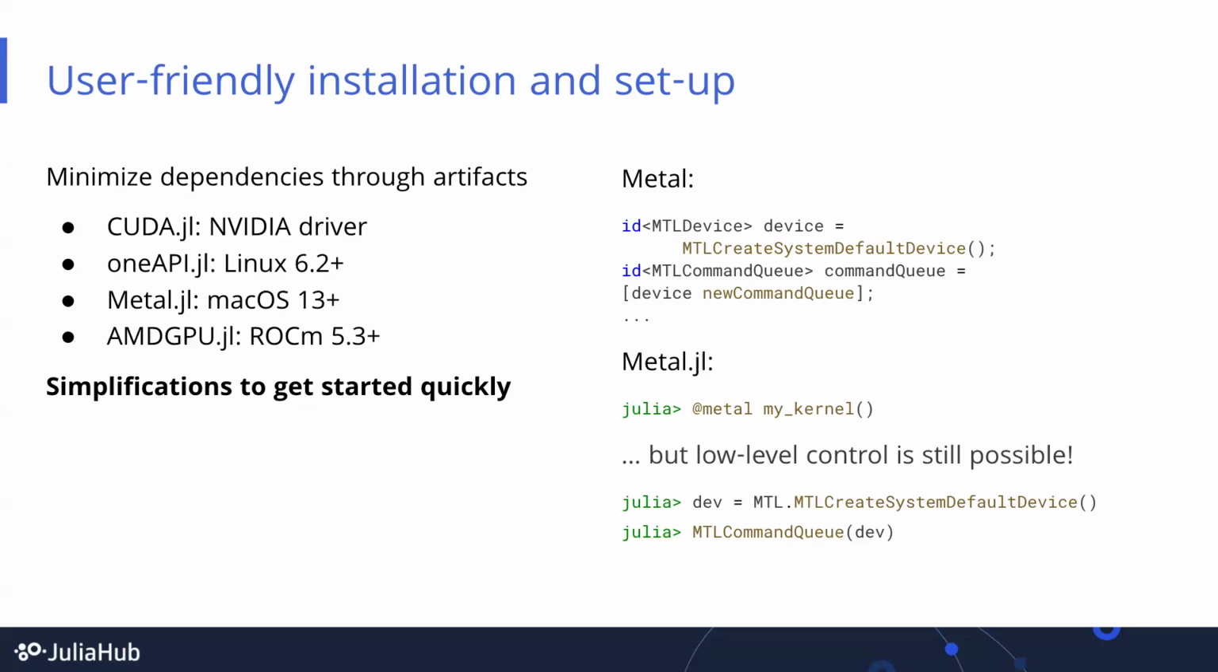Whereas with Metal.jl, we provide you with a default implicit device object and default implicit command queue object, resulting in you just being able to call methods on a function. This will automatically execute on the current device with the default command queue. However, crucially, we do not want to take this control out of your hands, so it's always still possible to call these functions to instantiate your own device, your own command queue, and use that for your application. So again, trying to balance user-friendliness with flexibility. But by default, the idea is that you can get started with these frameworks really quickly and really easily.